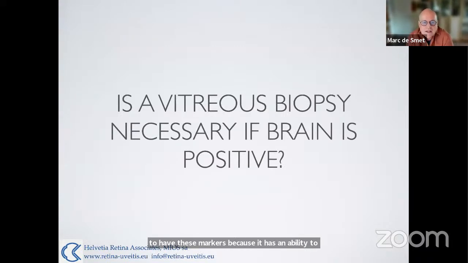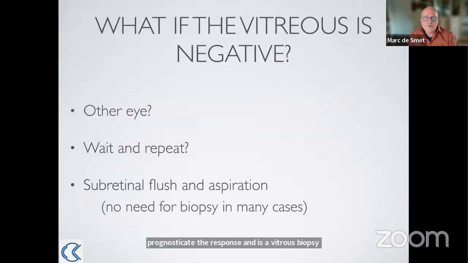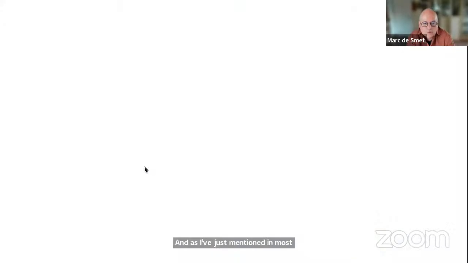And in the future, maybe it's very useful to have these markers because it has an ability to prognosticate the response. And is a vitreous biopsy necessary if the brain is positive? If you have typical findings in the eye, I don't think so. But if the vitreous was negative and you needed to, you could always look at the other eye. You could certainly wait and repeat the vitreous biopsy, in this case, just an aspiration. Avoid using steroids at least for a month. And as I've just mentioned, in most cases, just a subretinal flush is sufficient with aspiration so that we don't need to go over to a biopsy.